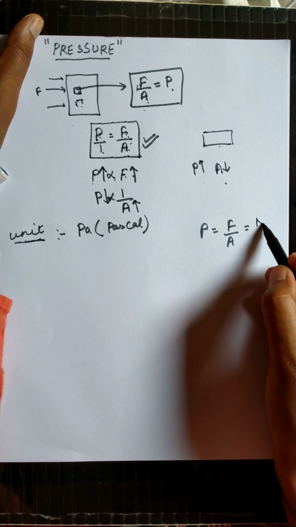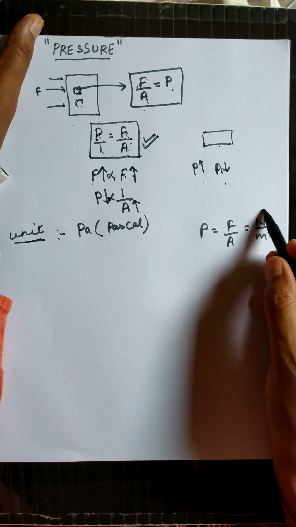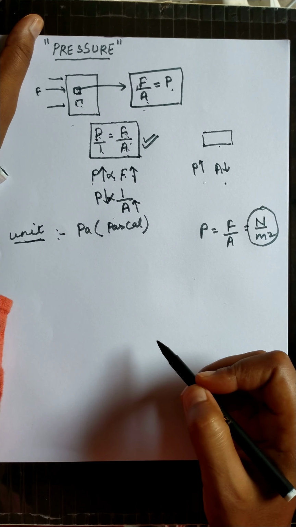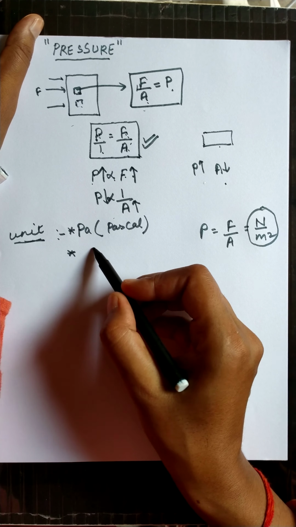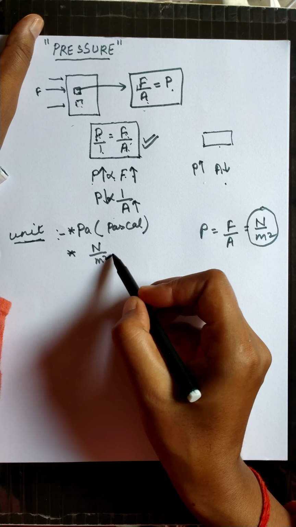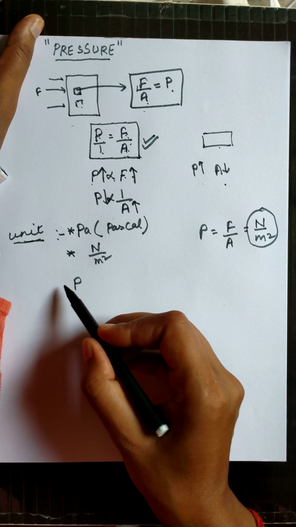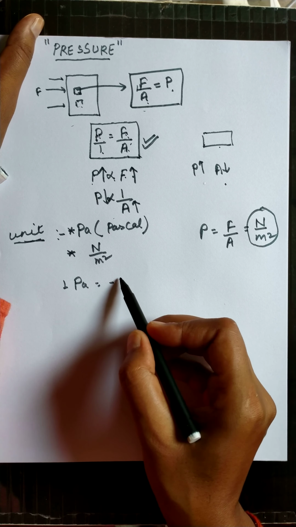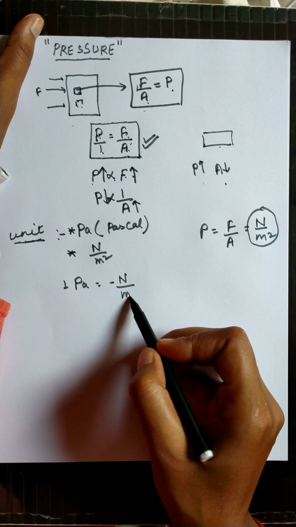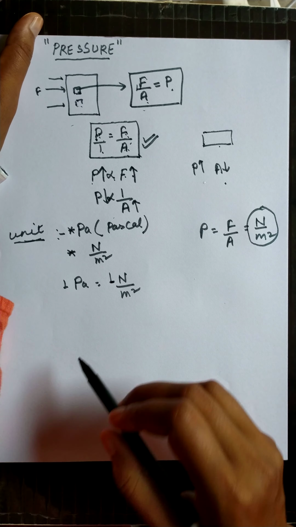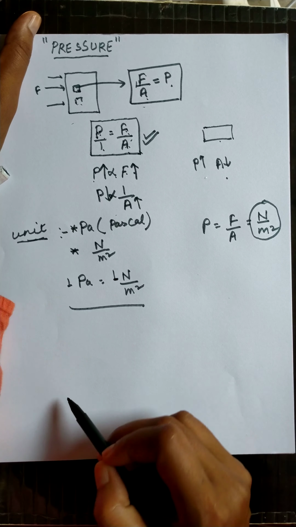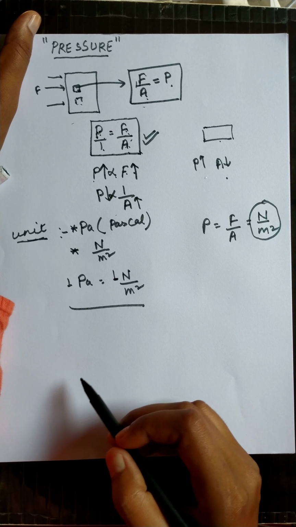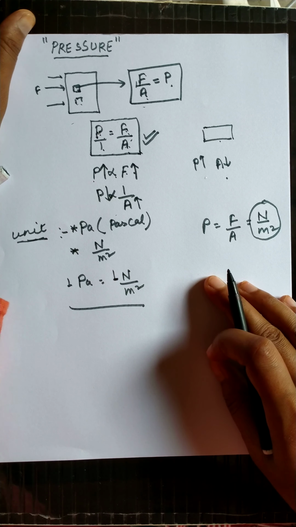Unit of force is Newton, unit of area is meter square. So Newton per meter square is also the unit of pressure. So the first unit is Pascal, the second unit is Newton upon meter square. Students, you have to remember that 1 Pascal is equal to 1 Newton per meter square. Both are equivalent. Now, these are all the things I have discussed.